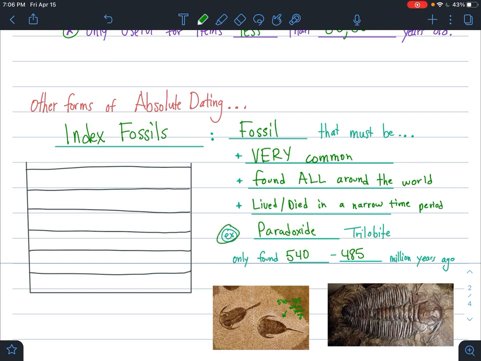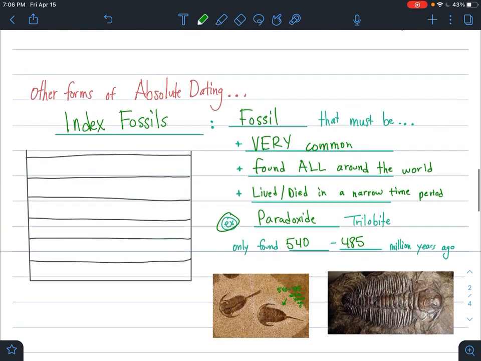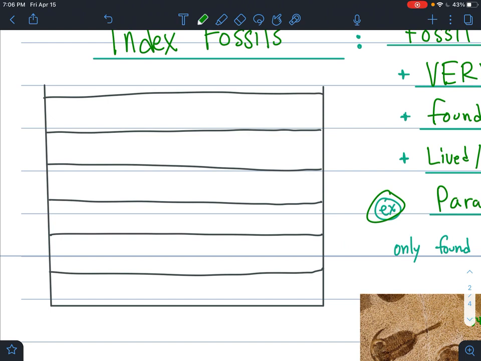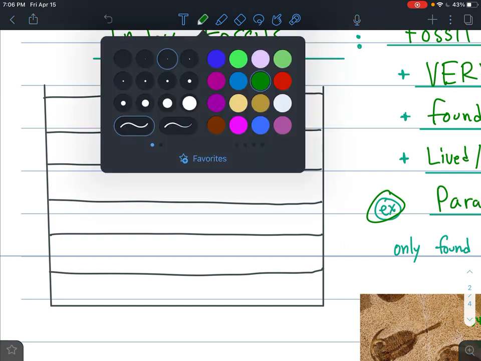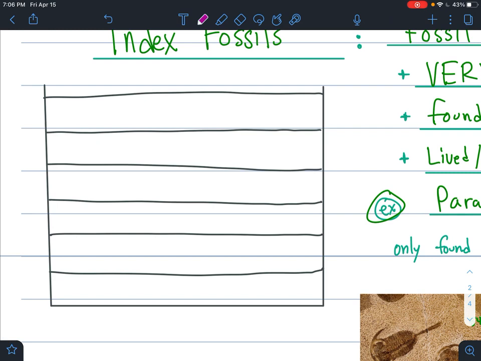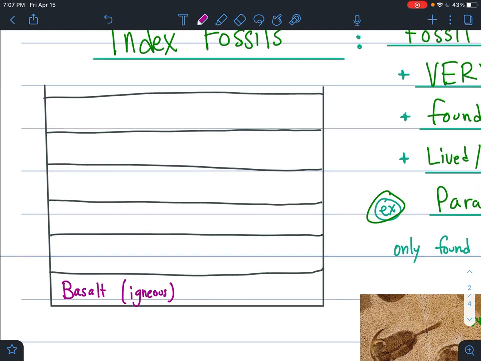An example of that is the paradoxide trilobite. Paradoxidae, maybe? Not quite sure on the pronunciation. So let's take a look at what we've learned here. I'm going to switch up my color, and we'll look at some different layers. We've got like 6 different layers. Let's imagine the bottom layer is a basalt. Now, if this is an igneous rock layer, then we can use absolute age dating. Let's say we age this rock and find out that it is 560 million years old. From now on, I'm just going to put MYA for million years and BYA for billion years, just as an abbreviation.